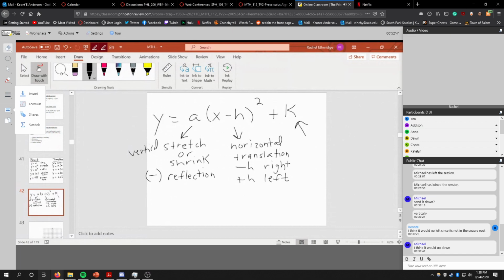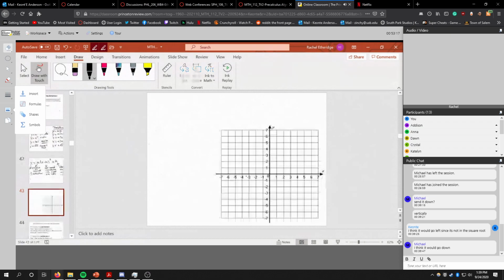And then k is going to give you your vertical shift or your vertical translation. This is really not hard. It's just probably new. So plus k shifts the graph up, minus k shifts the graph down. And you could have all of those translations all at the same time. I'm not going to do one just yet. I will in just a minute.